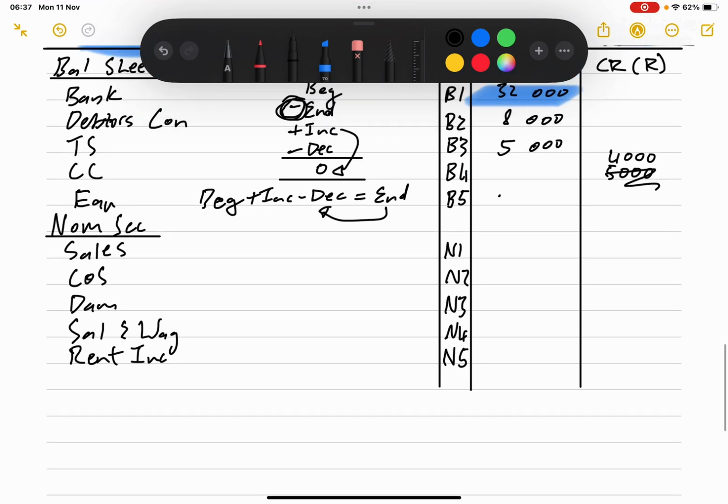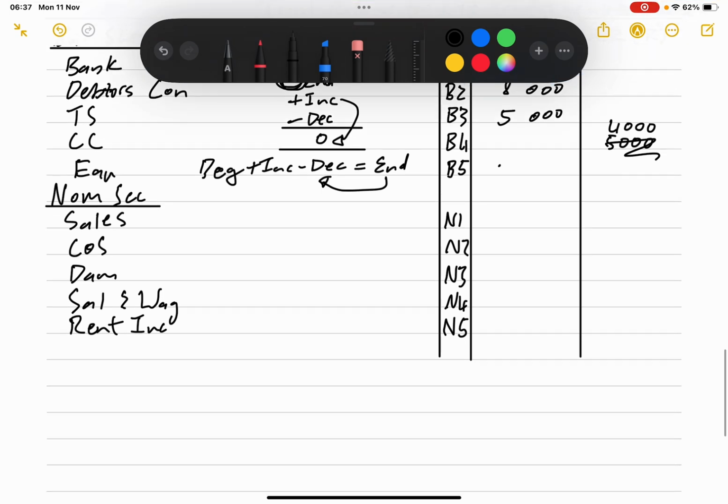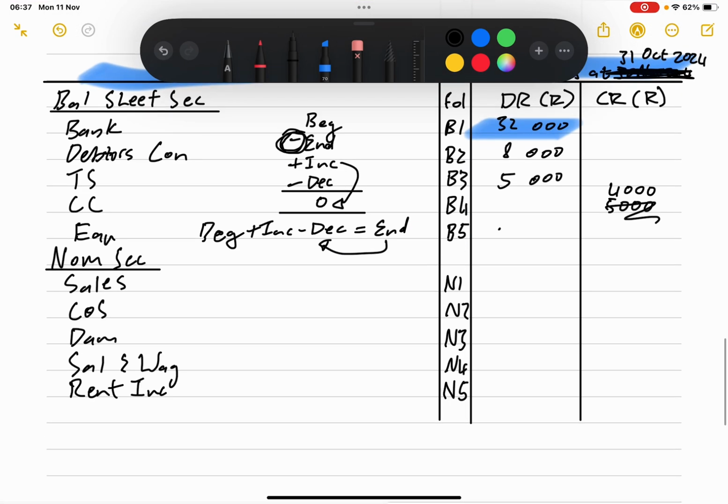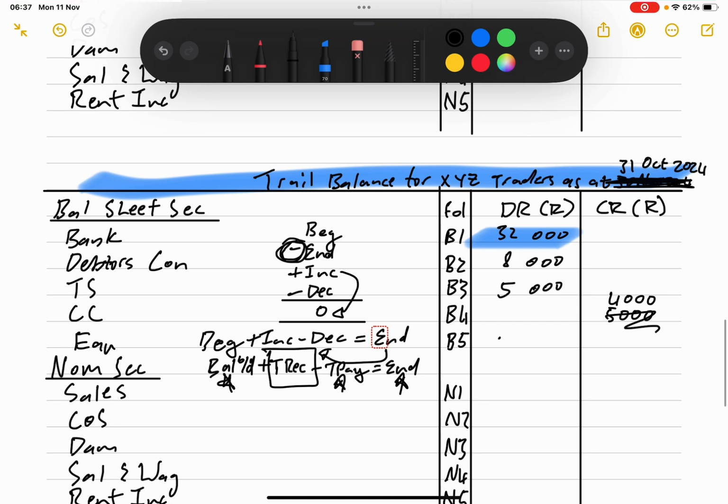Okay, so your increases in this case would be your total receipts. So you'll have your balance brought down at the beginning of the month, plus your total receipts minus your total payments is equal to your end. And so if they gave you this, and they gave you this, and they gave you this, you just solve for this here. Cool.